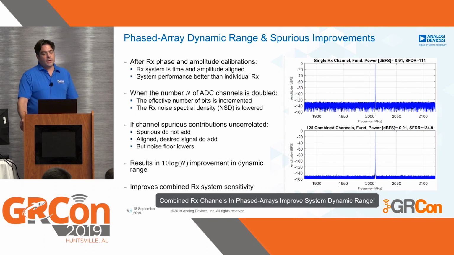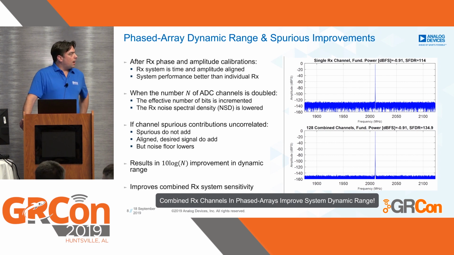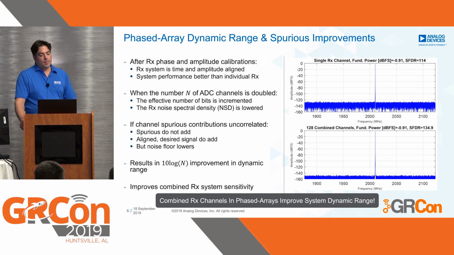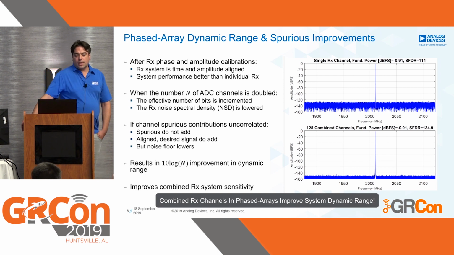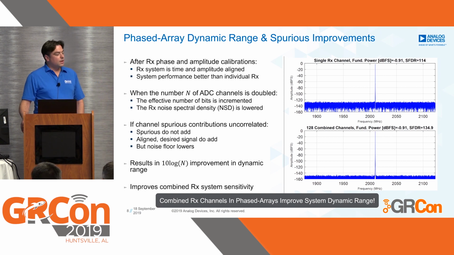There are phased array dynamic range and spurious improvements that can happen. After RX phase and amplitude calibrations, the system is time and amplitude aligned, and the system performance is better than an individual receiver. When the number of channels is doubled, the effective number of bits also increases, and the noise spectral density is lowered. Also, if the channel spurious contributions are uncorrelated, the spurs do not add, but the noise floor lowers. So we can see a 10 log N improvement in dynamic range.